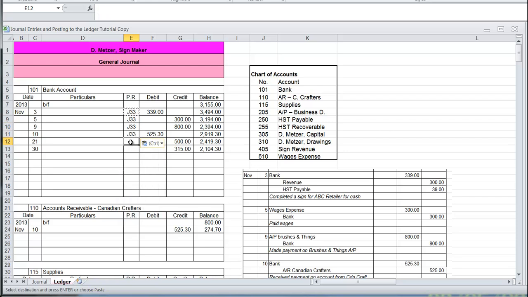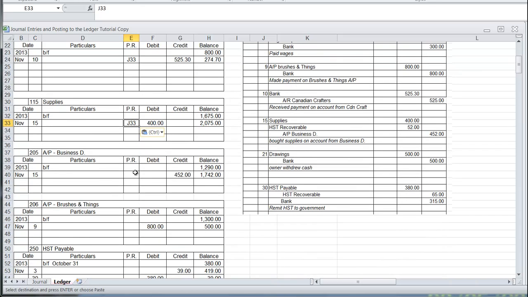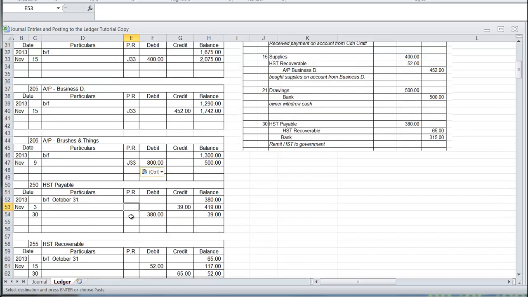Often you'll find that they're from different places, but these are actually all, because I only had a few transactions, then all these would just be from journal page 33. And we would do that all the way down. And that's pretty much it.